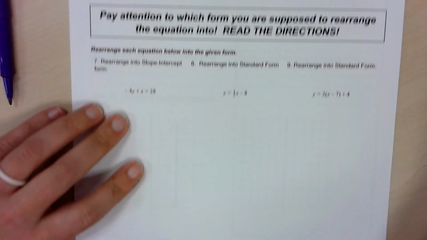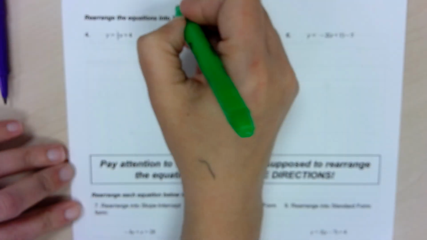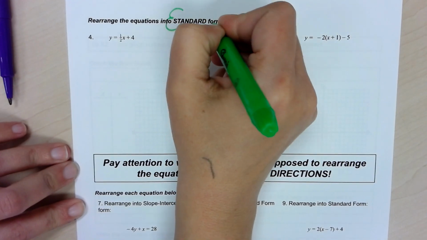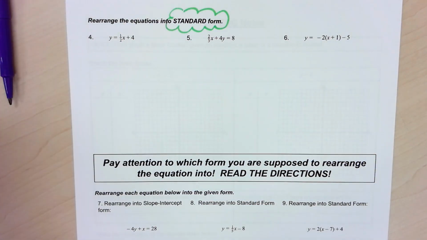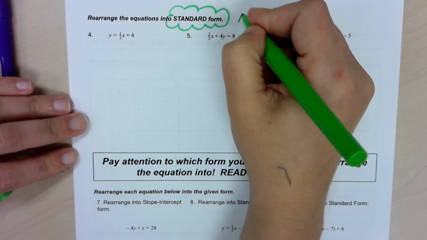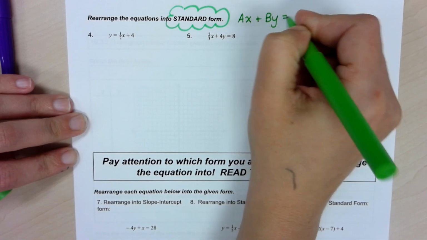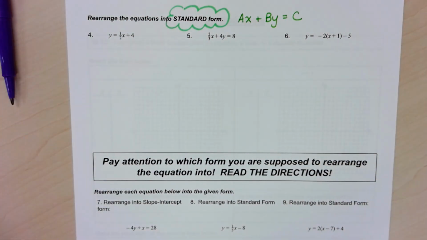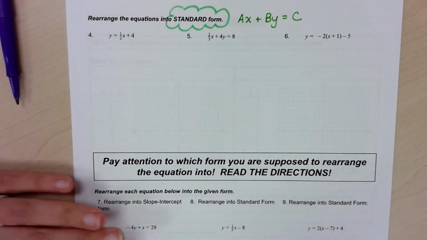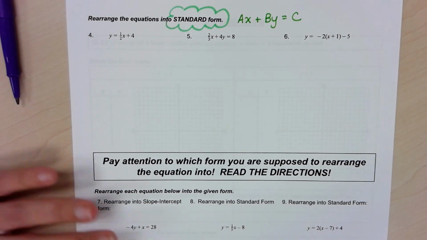Now, another type of problem that we're going to expect you to be able to do is to rearrange your equations into standard form. If we look back at the previous page, standard form was the type of equation that looked like this: ax plus by equals c. So in other words, we want the x and the y on the same side and the other numbers on the other side, and no fractions allowed.